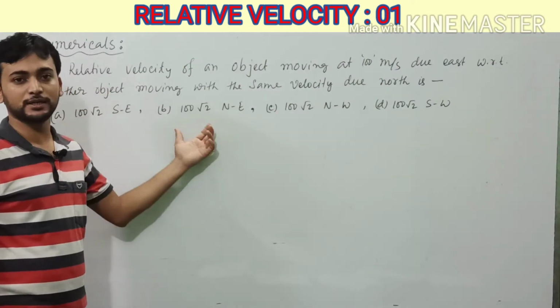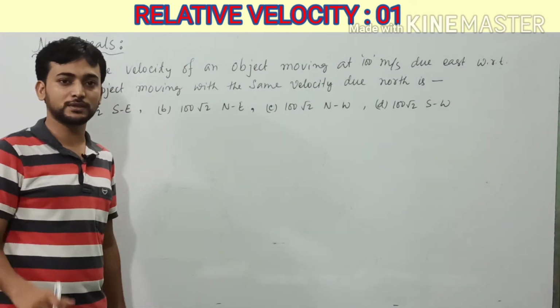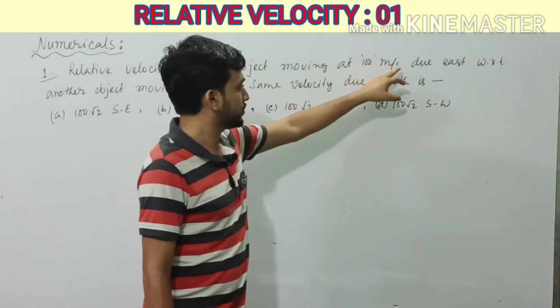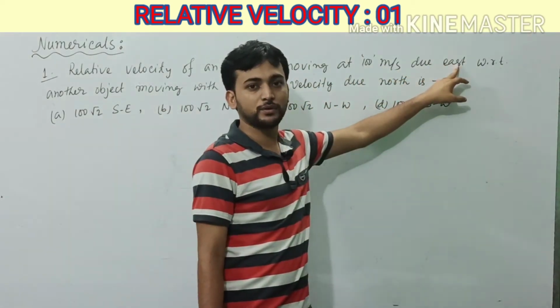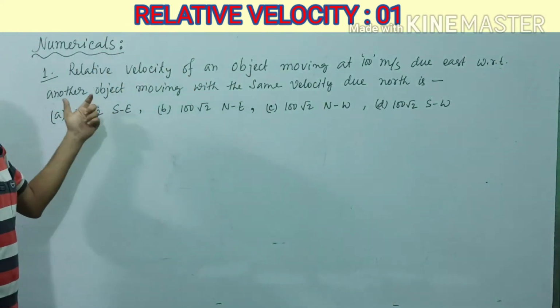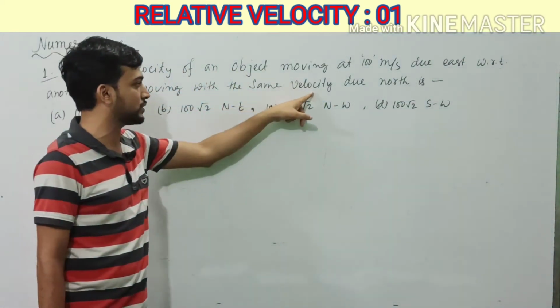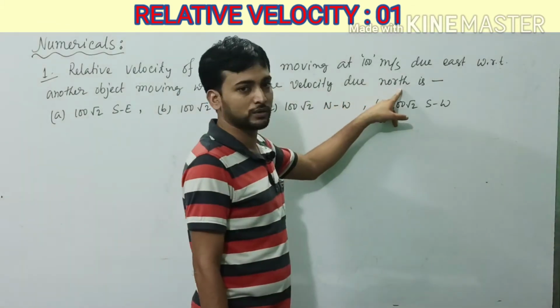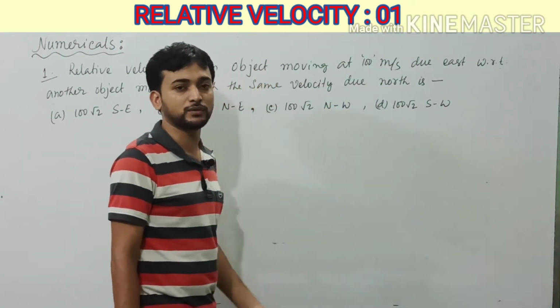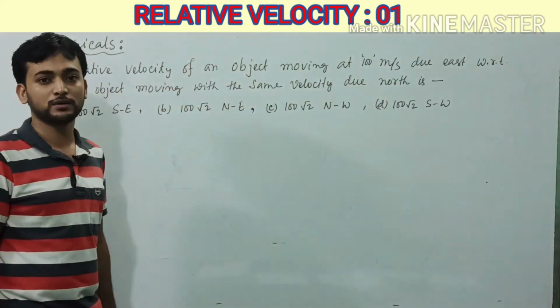In this numerical, it has been given that we have 2 objects. Object 1 is moving with velocity 100 meter per second due east. Due east means towards east. And another object, object 2, is also moving with the same velocity towards north. What we have to find here? We have to find the relative velocity of the first object with respect to the second object.